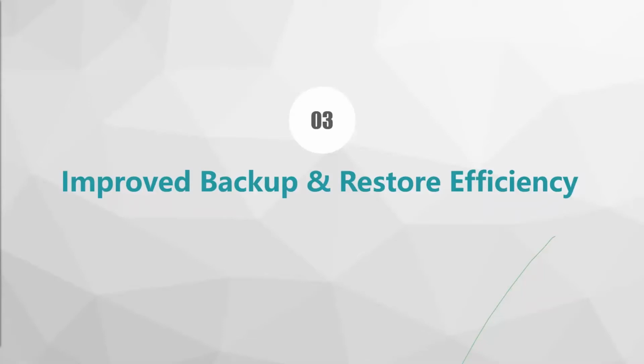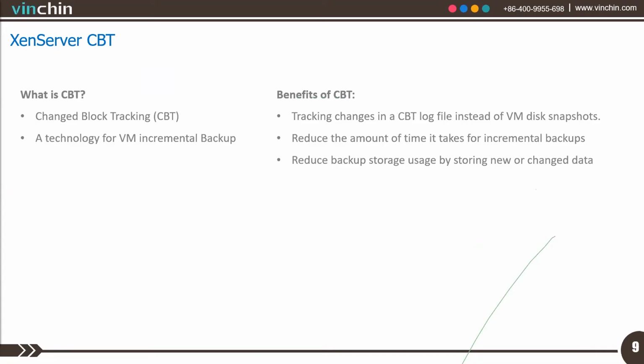Next, let's see some new features that have improved the virtual machine backup and restore efficiencies. First one, the XenServer CBT support is now available on Vinchin Backup and Recovery version 6. CBT is short for changed block tracking. It tracks the changes of the virtual machine since the last backup. So this technology can be used for incremental backup of the virtual machines.